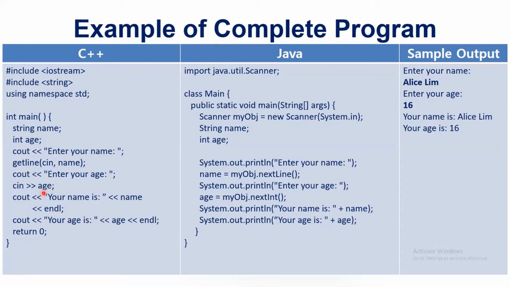Next, the age is an integer type, so you use an integer, ask the user to cin, then you cout. For Java, I know it's similar, but you need to declare the scanner object, and the name and age variables. Then you ask the user to enter the name. You can see here is my object's nextLine, and here is my object's nextInt. These are for sentences, and these are for integers, so it would be different.